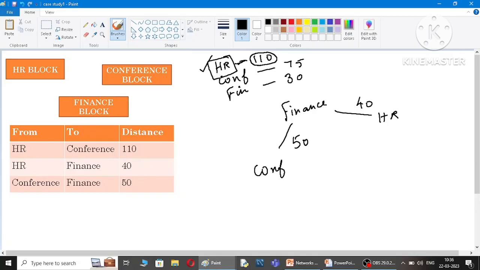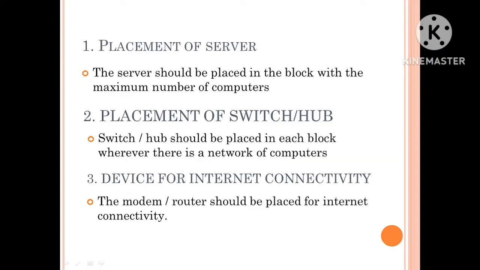And there is a similar question. Where should the modem be placed? The modem should be placed wherever the server is. Where is the server? The server should be placed in the block with the maximum number of computers. The same option will be chosen for that.